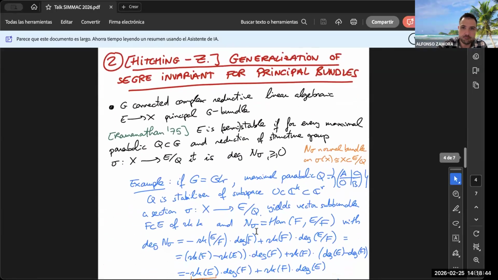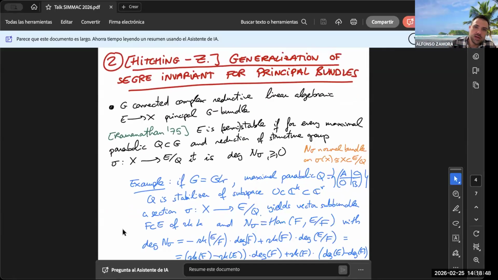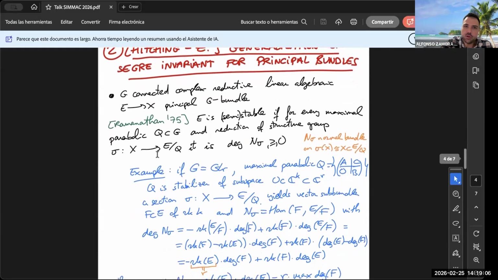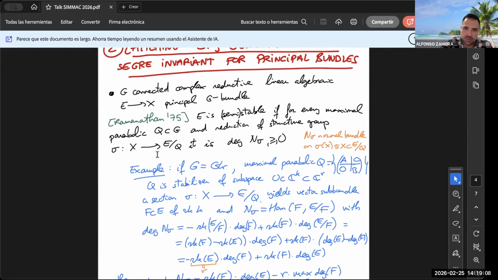So let me define what we are considering in the work in progress we are carrying out. Let G be a connected complex reductive linear algebraic group, and let E be a principal G-bundle over a curve X of genus g. Then I recall the notion of stability by Ramanathan.